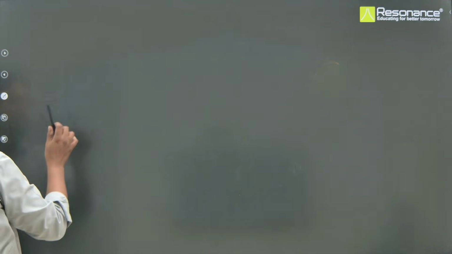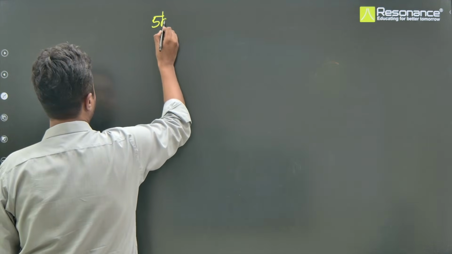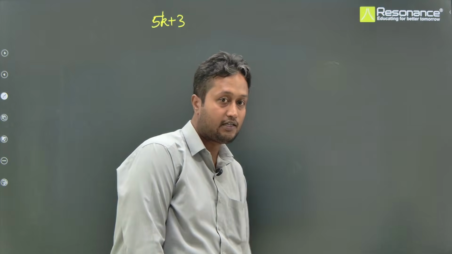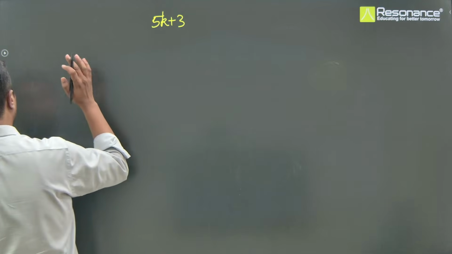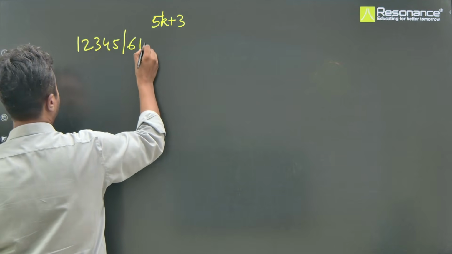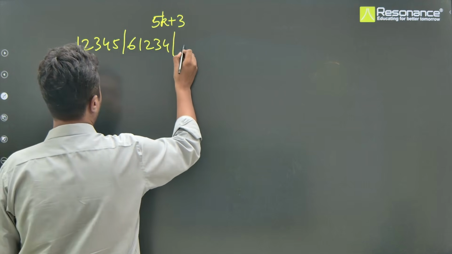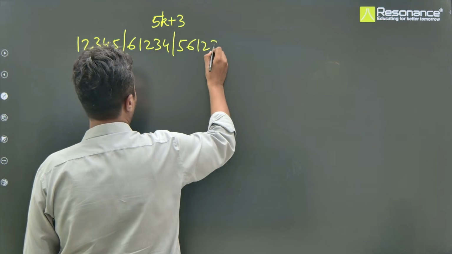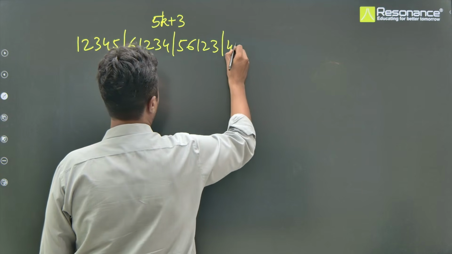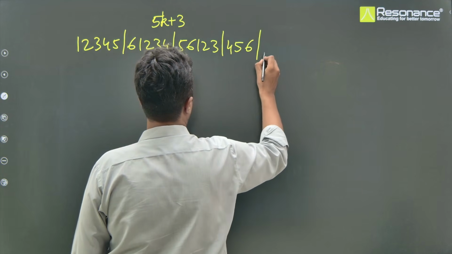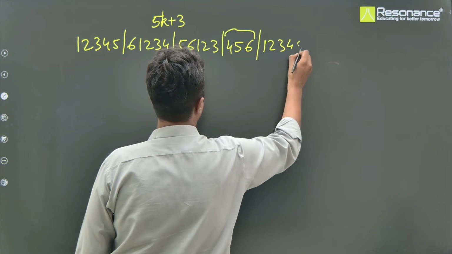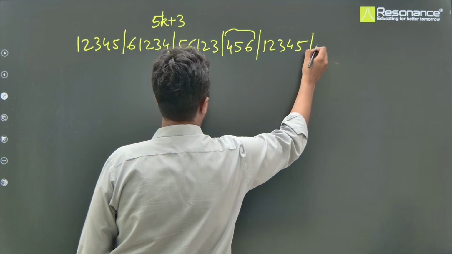Okay. So let's think about 5k plus 3 now. Looks like for all remainders of 5, it's just possible. But it will only be possible eventually. So we have 1, 2, 3, 4, 5. Then 6, 1, 2, 3, 4. Then 5, 6, 1, 2, 3. And then we have 3 as the remainder. So you can put 4, 5, 6 over here. That's the remainder part. And then keep continuing your story, which is 1, 2, 3, 4, 5, 1, 2, 3, 4, 5, like that.